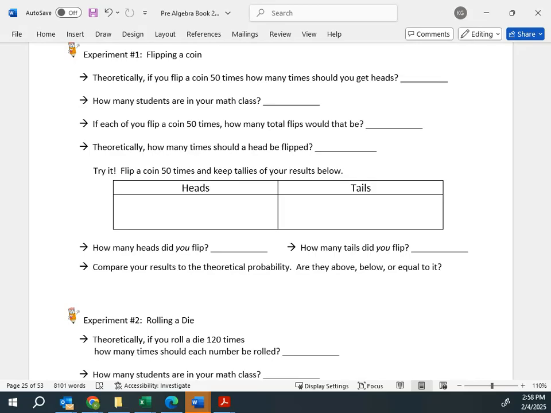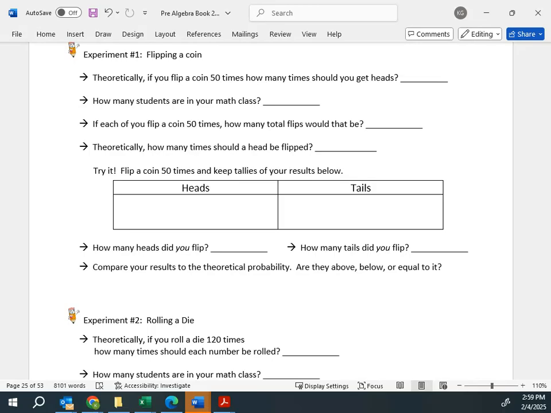I do ask that you remember to return your coin and your dice back to the bags so I have them to use for next year. It's really important that we don't sneak away with any of our coins or dice because I only have so many and we need to make sure that I have enough for my future years.